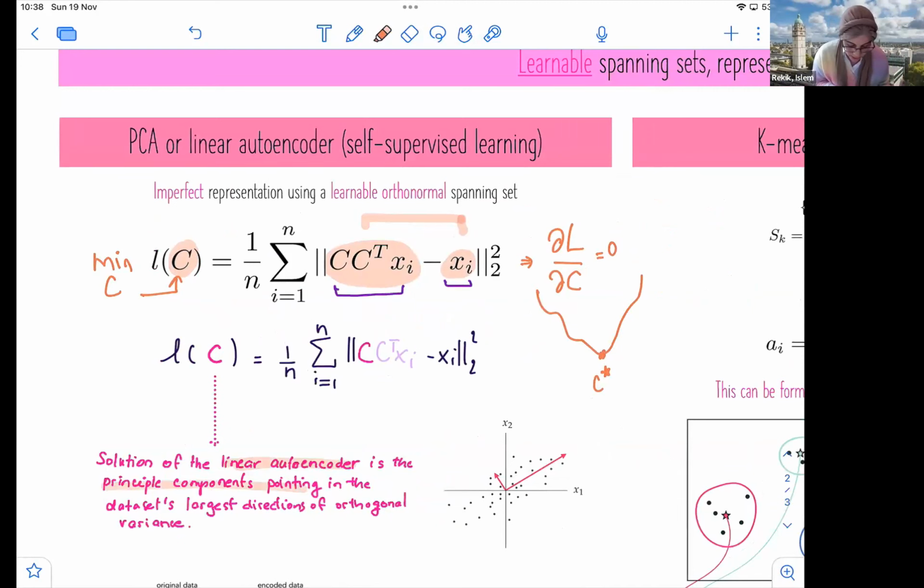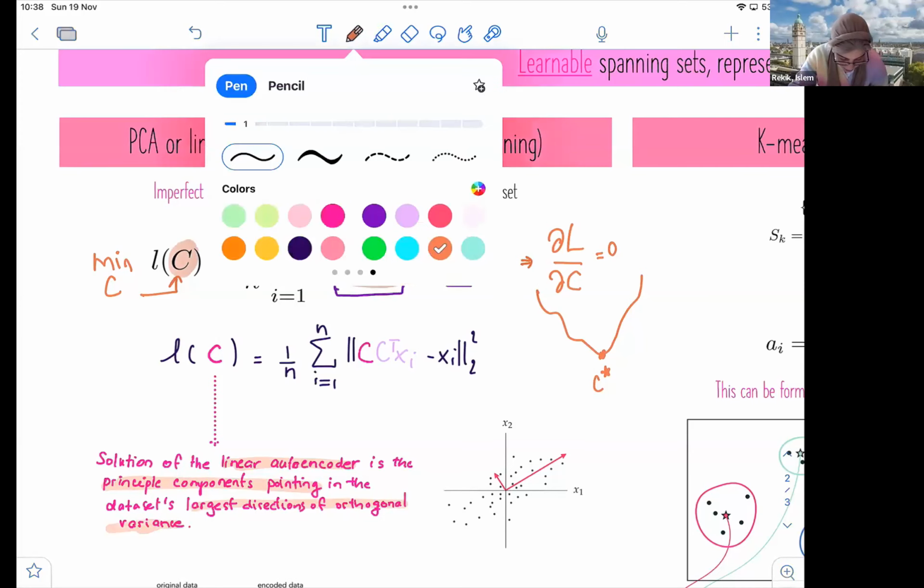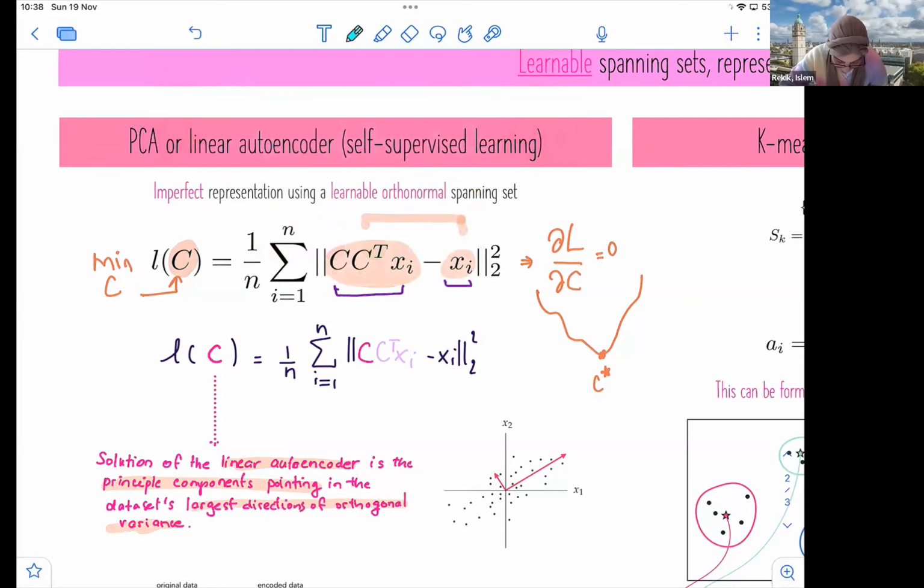If you look at that, we will discover that the solution of the linear autoencoder is actually the principal components. These principal components point in the dataset's largest direction of orthogonal variance. The dataset varies a lot. If you look at the spectrum of the data here, the variability is carried by this axis. That's the maximum variance of the data. If you project the data, you will see that this is the maximum variance, call it of length delta.